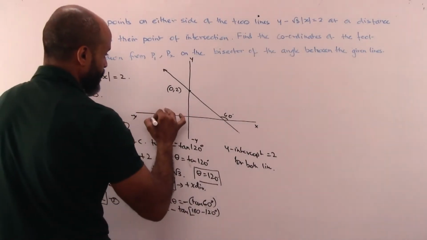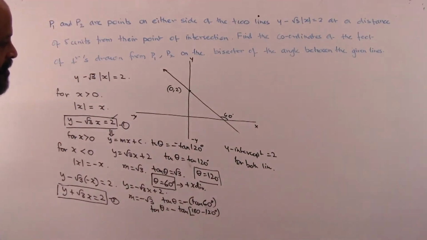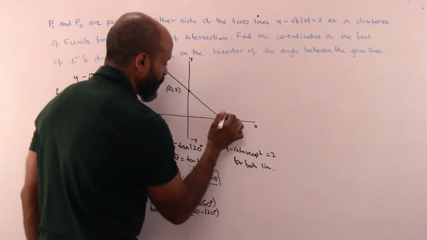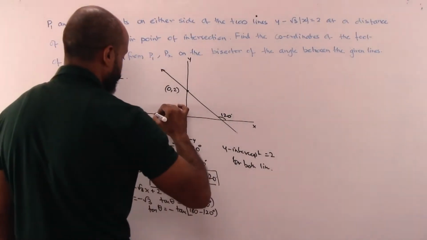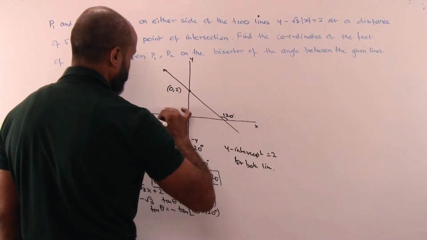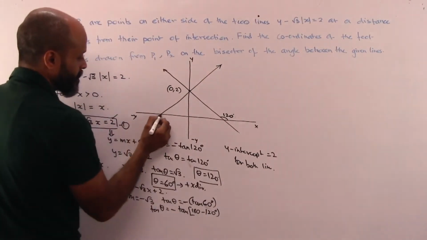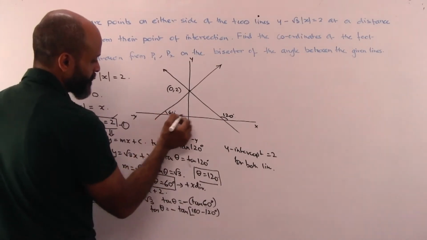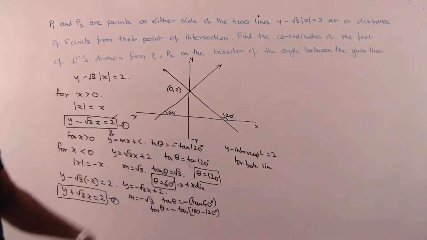Now the other line makes an angle of, I'm sorry, this will be 120 degrees with the positive direction of the x-axis, and it passes through the same point. Now both of them pass through this point.